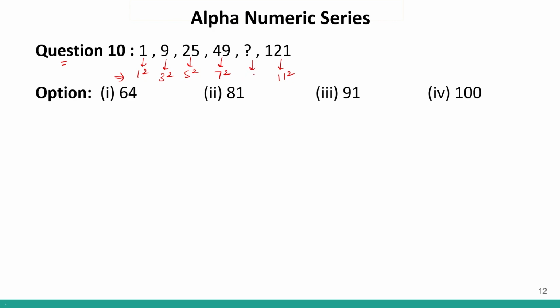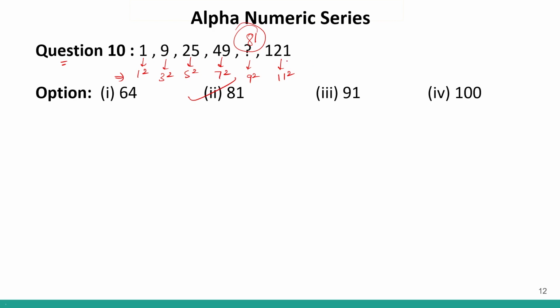Which is the number that is missing? 9 square. 9 square is how much? 81. So this missing term will be 81. 81 is given in option number 2. So option number 2 will be the answer to this question. Correct?